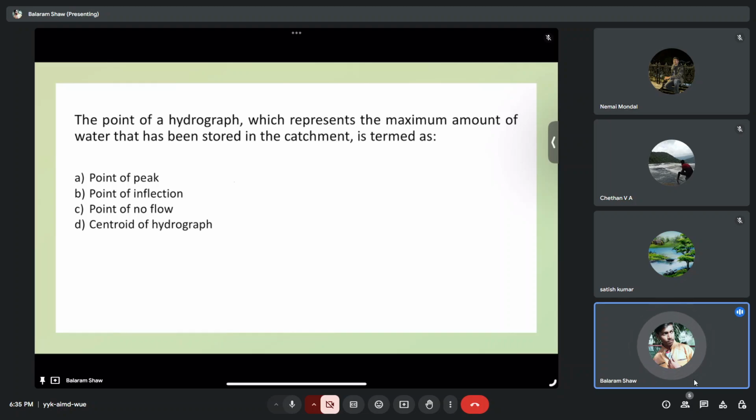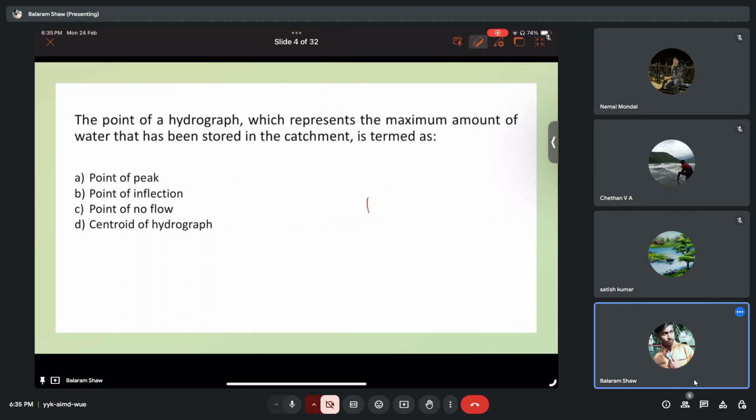Next question is, the point of a hydrograph which represents the maximum amount of water that has been stored in the catchment. As I mentioned, you remember that. Okay. So let's say we got the hydrograph. So this is discharge in meter cube per second versus time in hours. Something like this, right? So the point of the hydrograph which represents the maximum amount of water that has been stored.